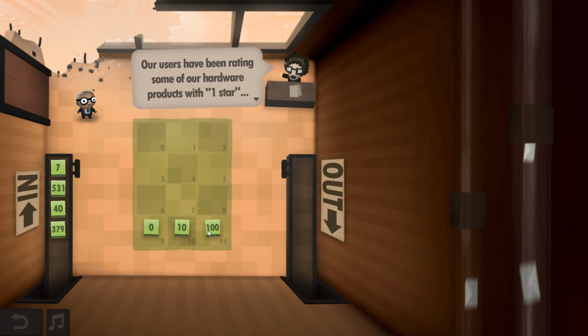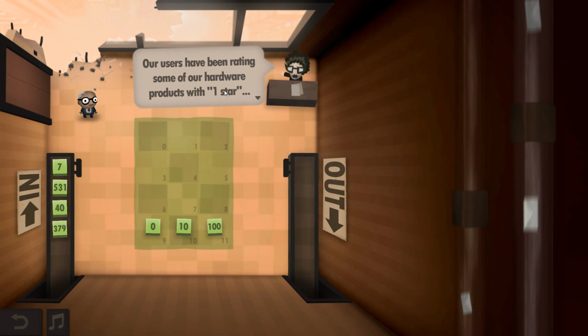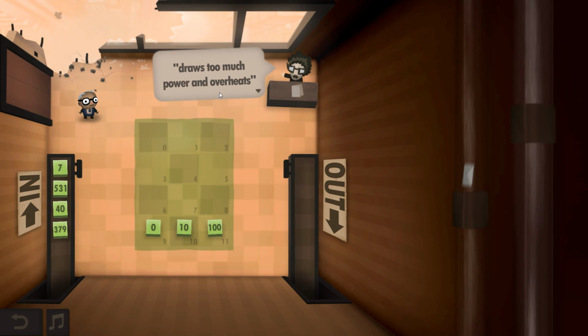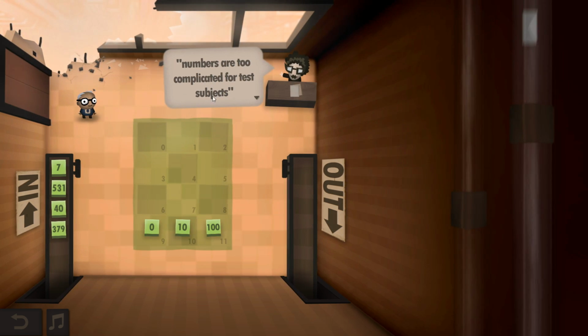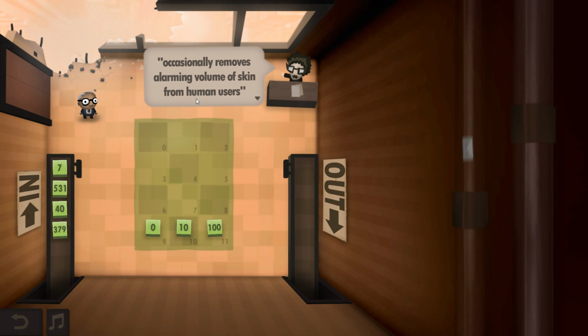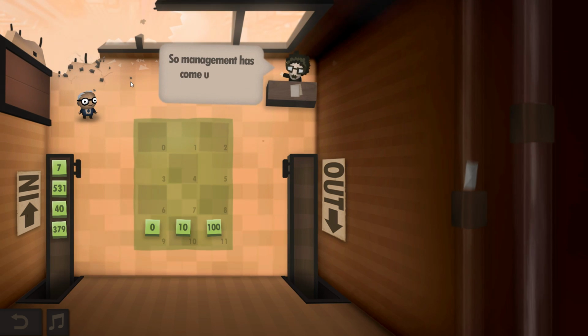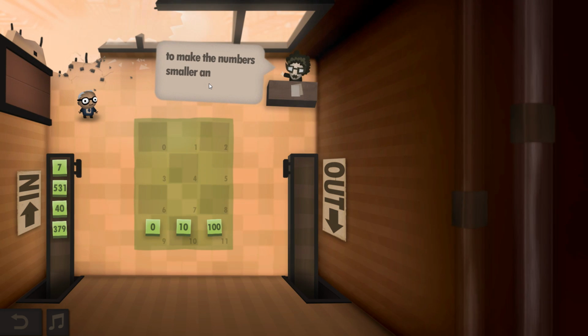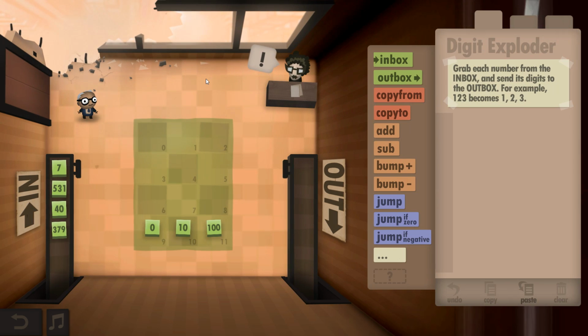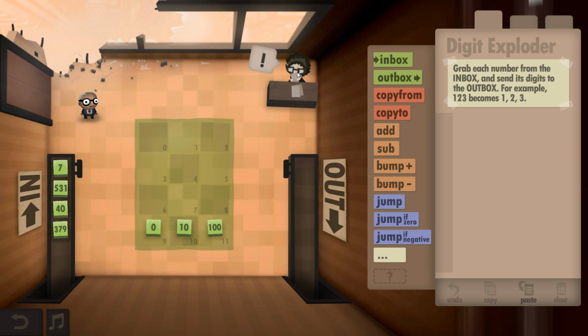Our users have been rating some of our hardware products with 1 star. That's not good. With user reviews citing draws too much power and overheats. Numbers are too complicated for test subjects. Occasionally removes alarming volume of skin from human users. So management has come up with a solution, naturally, to make the numbers smaller and easier to understand. Grab each number from the inbox and send its digits to the outbox. For example, 123 becomes 1, 2, 3.